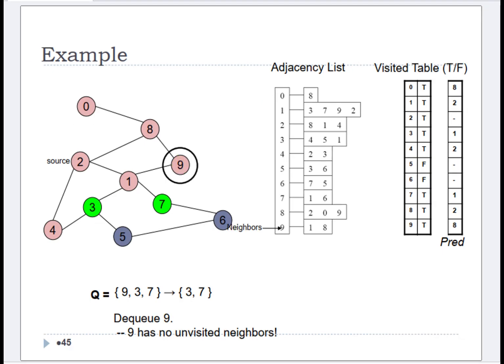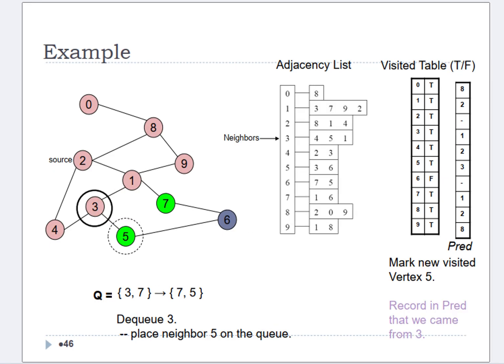Example: adjacency list, visited table T/F, source, pred, Q equals 9, 3, 7 → 3, 7. Dequeue 9. 9 has no unvisited neighbors.